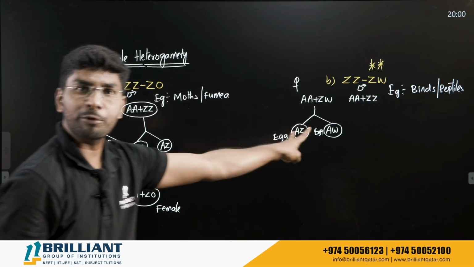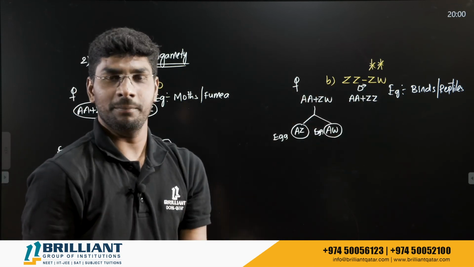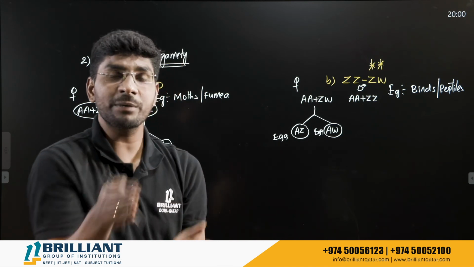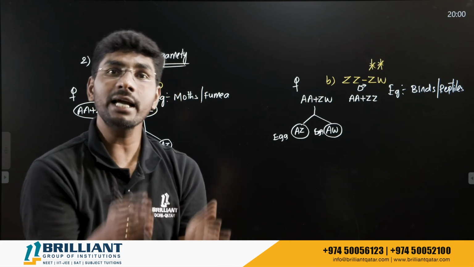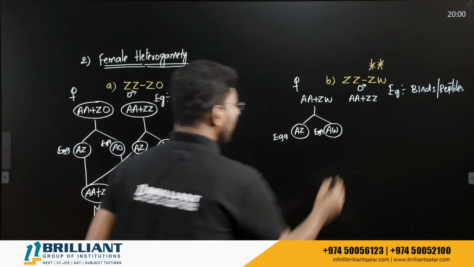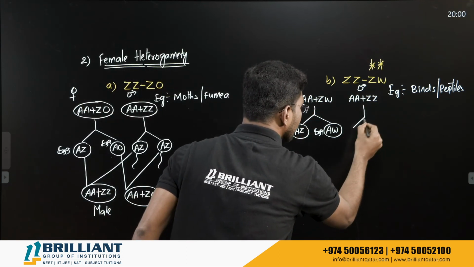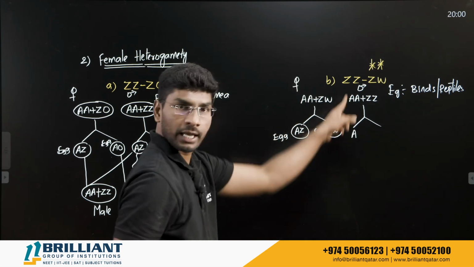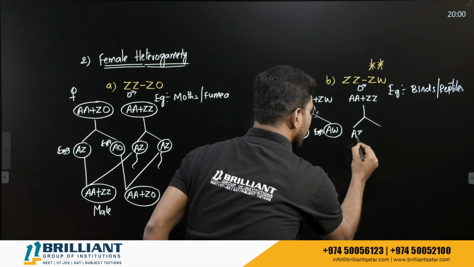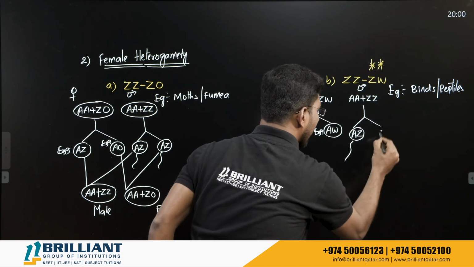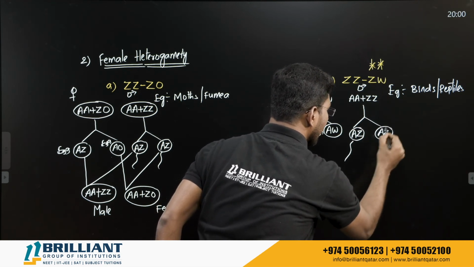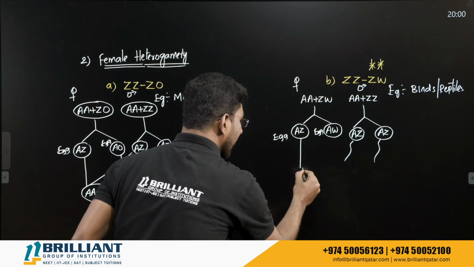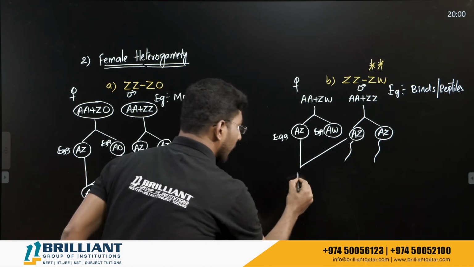Two different eggs are produced from the female. 50% of eggs contain Z as a sex chromosome, 50% of eggs have W as a sex chromosome. What about this male? Males are producing two similar sperms, half of the chromosomes A and Z: AZ sperm, AZ sperm. Am I clear? Now tell me, AZ egg is fertilized with the AZ sperm.